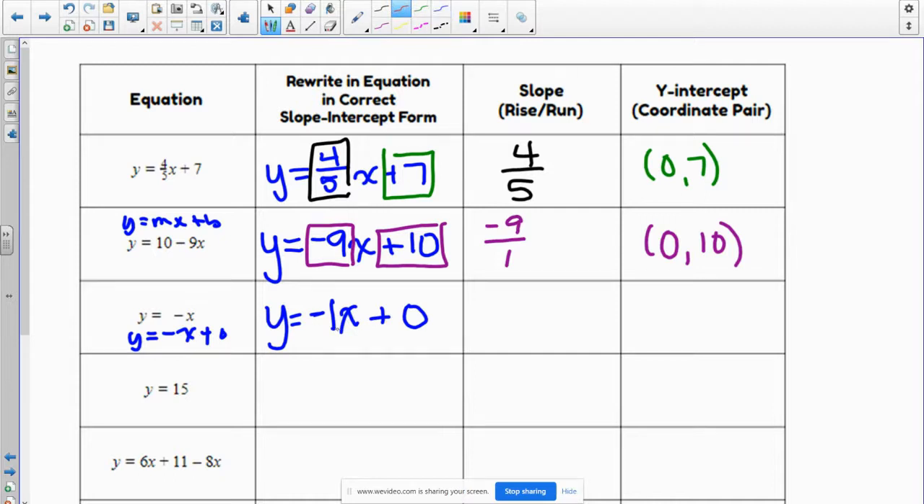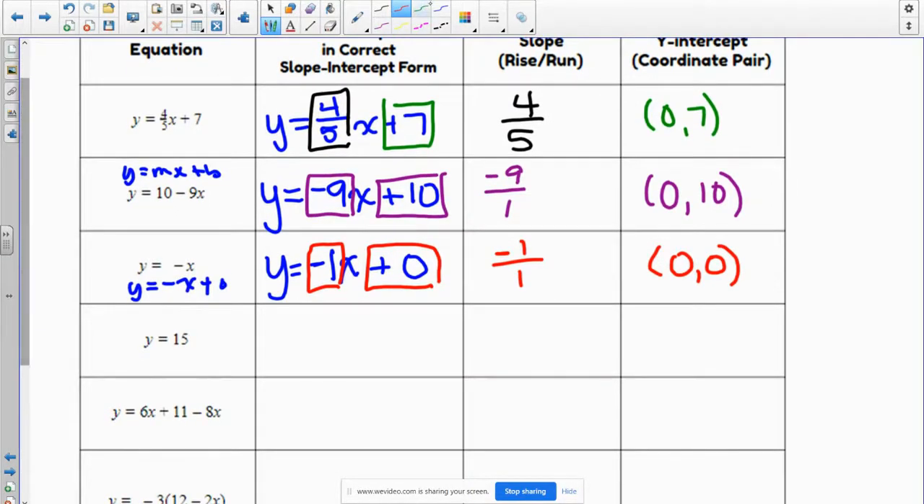So what is my slope? Look at the coefficient of the x, where the m is, and you see negative 1. I'm just going to write that negative 1 over 1, so it looks like rise over run. And then my y-intercept is 0. So this one starts at the origin, (0, 0).